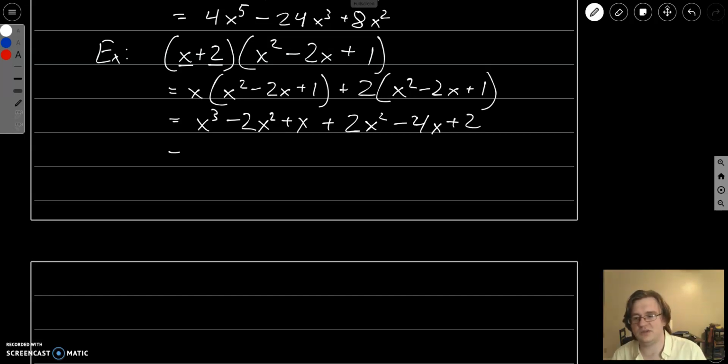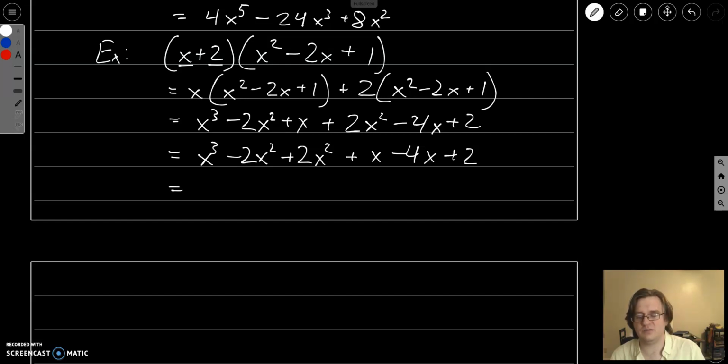We simply have to rearrange this and combine like terms. So our x cubed term is the biggest term here, so that'll stay out front. I have a minus 2x squared and a plus 2x squared. These will end up canceling out, but I've got my x squared terms next. The next smallest terms are going to be the terms with just a single x in them, so I've got x and minus 4x, and the constant term is last.